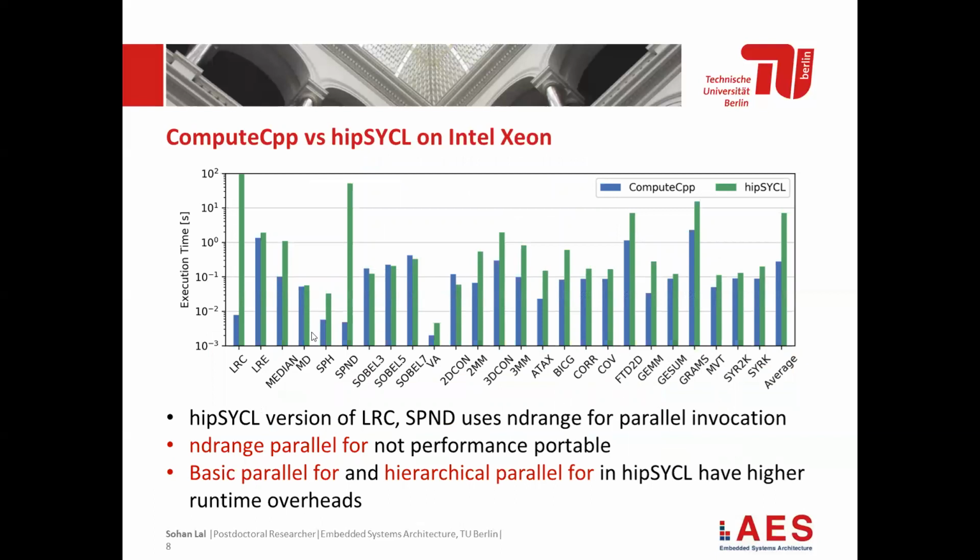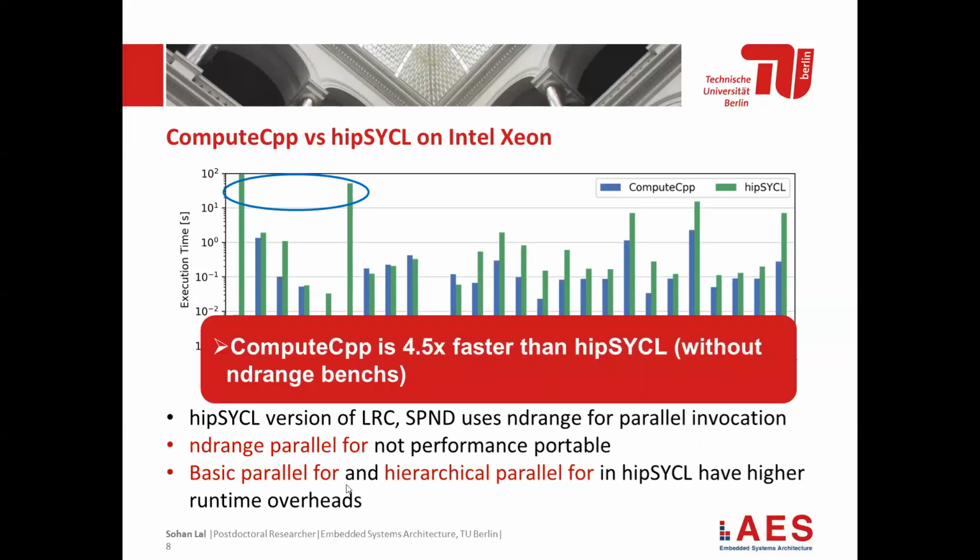So let's now look at the Compute CPP versus HipSYCL on Intel Xeon. The figure shows that the Compute CPP implementation outperforms the HipSYCL implementation for most of the benchmarks. These benchmarks are from the applications of the kernel category. The main reason for the higher execution time for HipSYCL is that some benchmarks use ND range parallel for, for example, the LRC and SP ND benchmarks, and ND parallel for cannot be efficiently implemented by a library-based implementation such as SYCL without dedicated compiler support. Moreover, the basic parallel for and the hierarchical parallel for in HipSYCL have higher runtime overheads for CPU, which we will see later. Compute CPP on average is 4.5 times faster than HipSYCL.